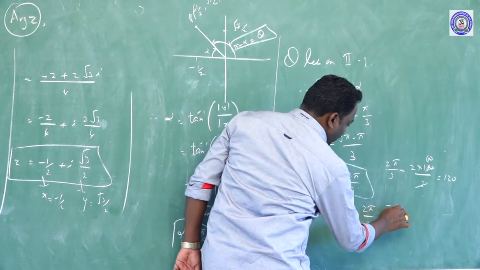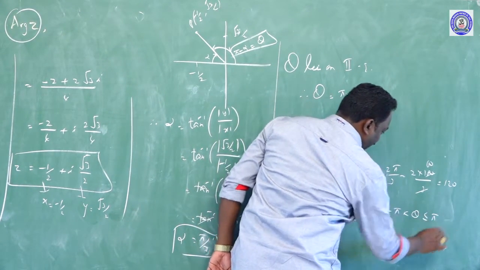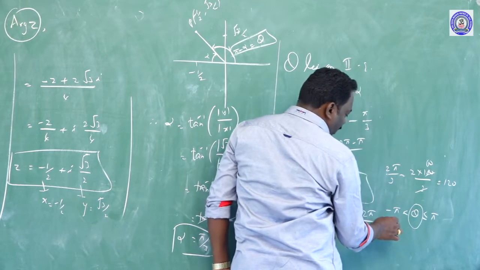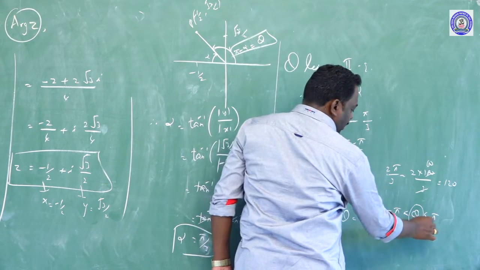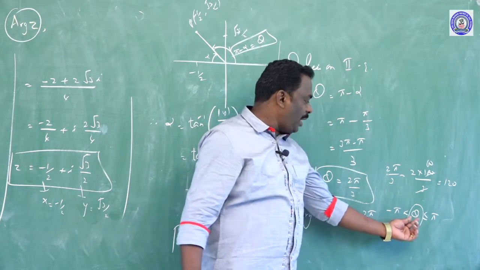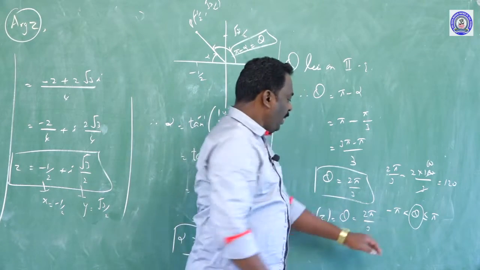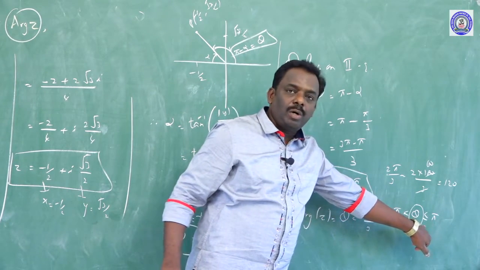120 is called minus pi less than theta less than or equal to pi. Therefore, theta lies between minus pi and plus pi. Therefore, this is the principal argument. The principal argument is defined by theta and lies on the interval of minus pi less than theta less than or equal to plus pi.